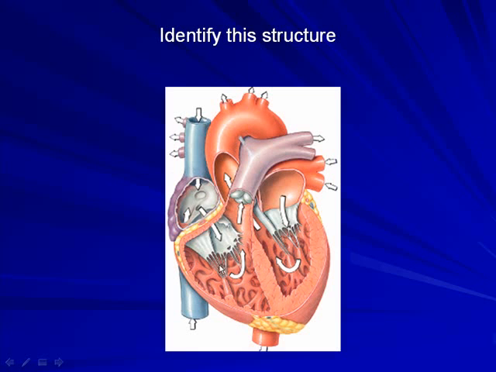Would expect you to be able to identify these string-like structures as chordae tendineae. Chordae tendineae. And as you can see, they attach to the tip of the papillary muscle, and this atrioventricular valve or tricuspid valve that's located here opens and closes. The papillary muscles control that motion.